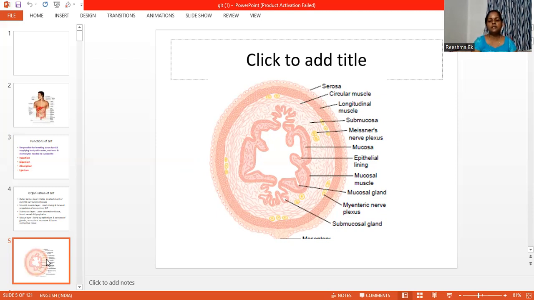The Meissner's plexus is seen in the submucosal layer of the gastrointestinal tract, so it is otherwise known as the submucosal plexus. The Myenteric plexus or Auerbach's plexus is seen between the circular and longitudinal muscle layers. So these are all about the different layers of the gastrointestinal tract, or how the gastrointestinal tract is organized.